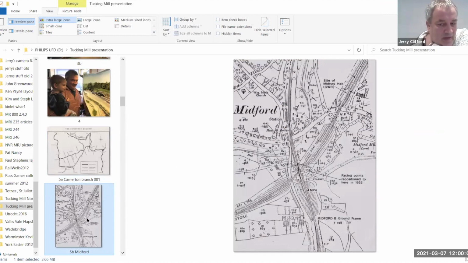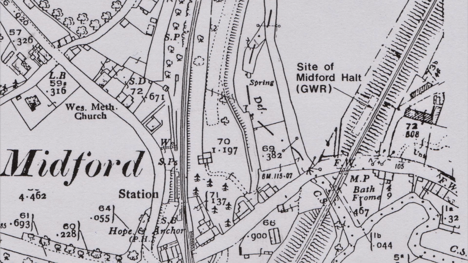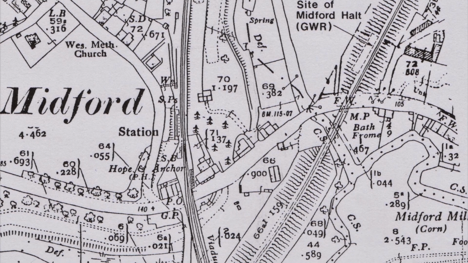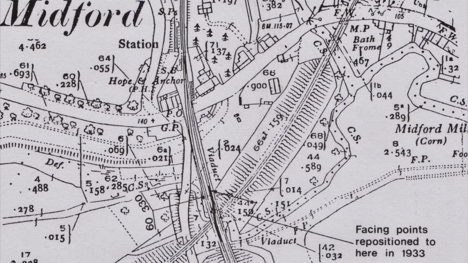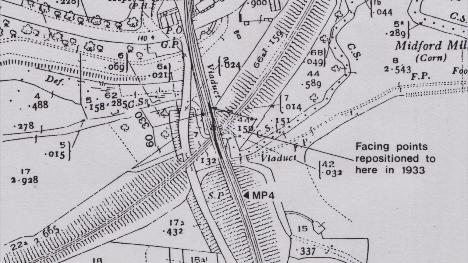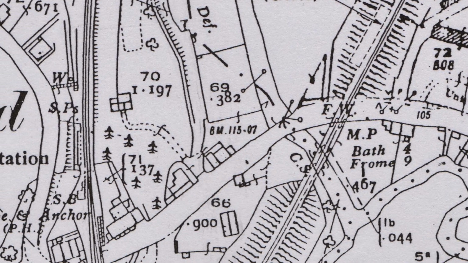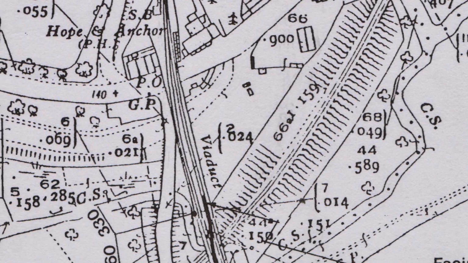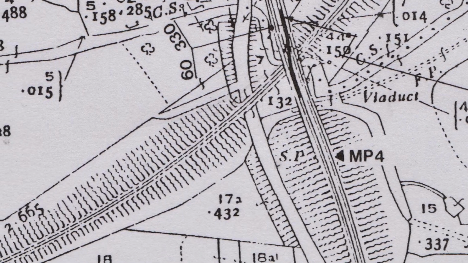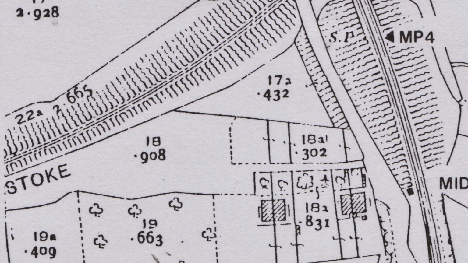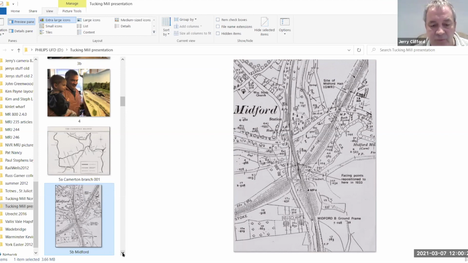Here's Midford as it was in reality. This is the S&D running north to south. There's Midford Viaduct in the centre there. And running diagonally across here is the Great Western's Cam Valley branch, the Camerton Limpley Stoke branch. That's the reality.